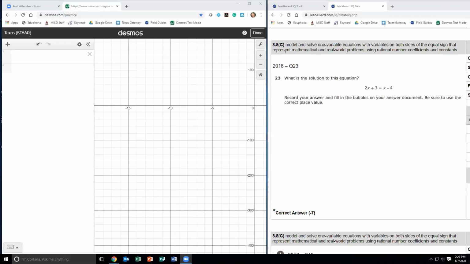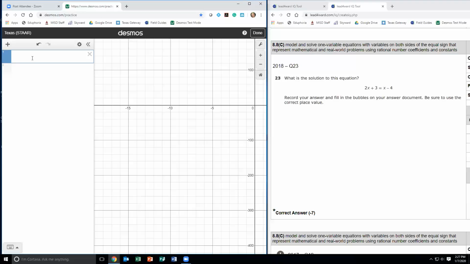So if you look right here for the 8.8c, the 2018 test, what is the solution to this equation? 2x plus 3 equals x minus 4. And we know, what does that mean? A solution is where those two things are equal. What does it mean to be equal? They intersect. There's going to be a line.